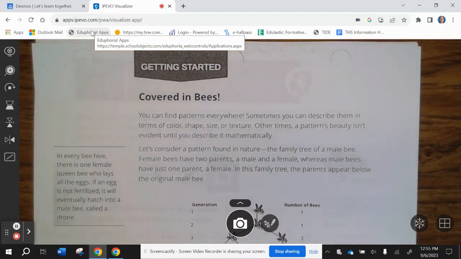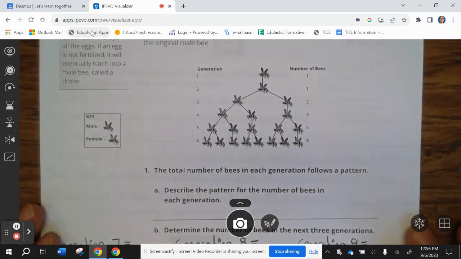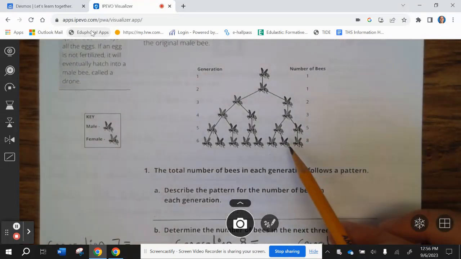Covered in bees. You can find patterns everywhere. Sometimes you can describe them in terms of color, shape, size, or texture. Other times a pattern's beauty isn't evident until you describe it mathematically. Let's consider the pattern found in nature. The family tree of a male bee: female bees have two parents, a male and a female, whereas male bees have just one parent, a female. In this family tree, the parents appear below the original male bee. All right, so go ahead and take a look at that.